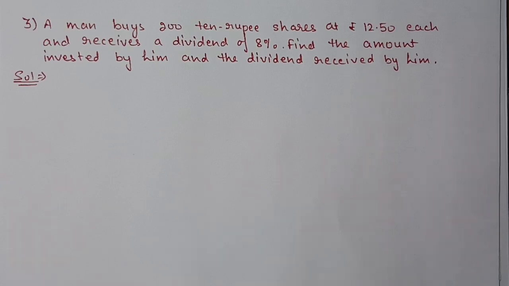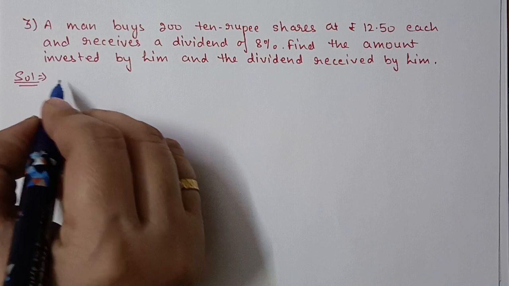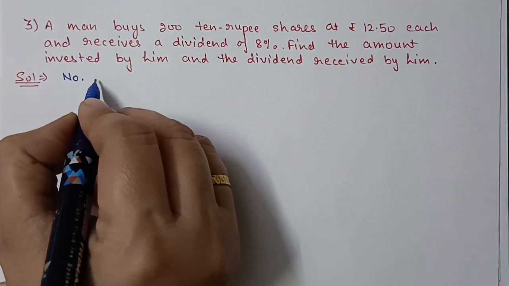Next we have the third question. A man buys 10 rupee shares at 12 rupees 50 paise each. It means the number of shares is 200. 10 rupee share means this is the face value of the share. At 12 rupees 50 paise means the market value is 12 rupees 50 paise. And he receives a dividend of 8%. Find the amount invested by him and the dividend received by him. So first we will write whatever is given in the question. Number of shares is given 200.